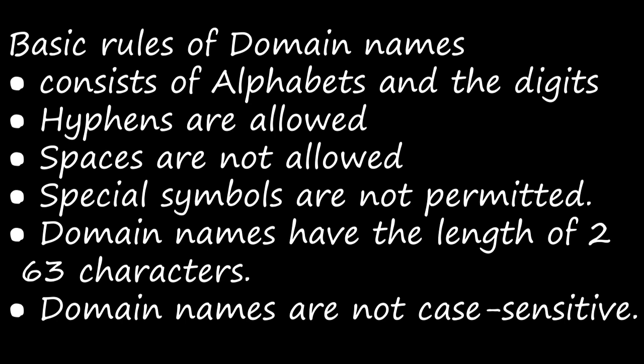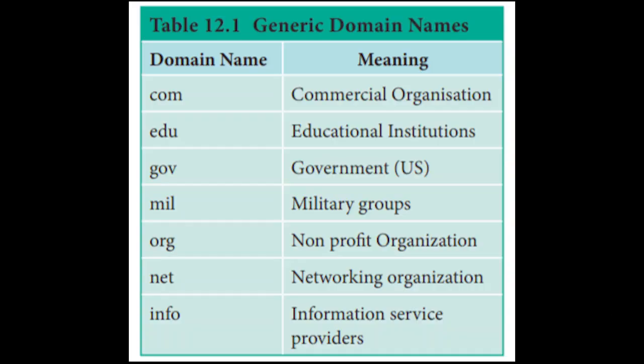Next is generic top level domain names. A top level domain is the last part of the domain name. Generic top level domains are used for generic purposes, and they are maintained by IANA. I have told you about IANA previously. What is the full form of IANA? Internet Assigned Numbers Authority, right? IANA is an affiliated authority of ICANN.